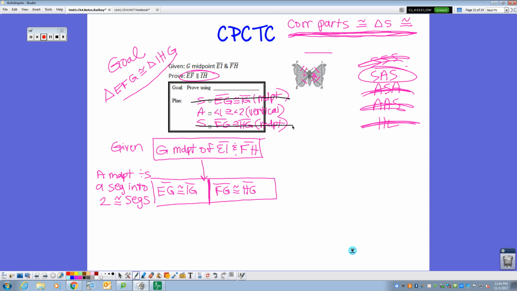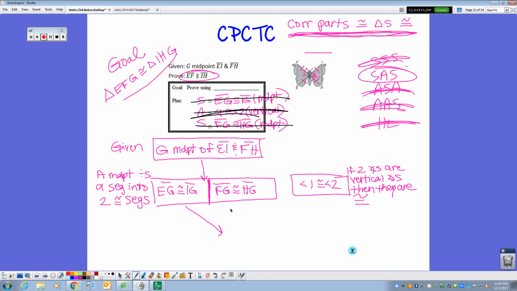So now all I have left is to get my angles. Angle 1 is congruent to angle 2. And our reason here is if 2 angles are vertical angles, then they are congruent. Third piece of my plan is done. So I'm ready to be done.